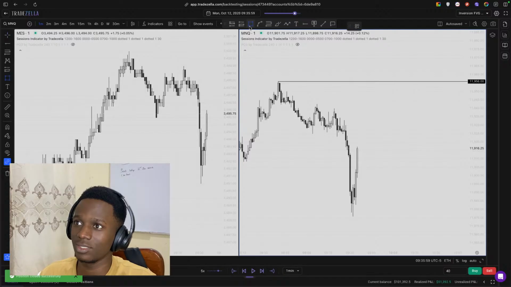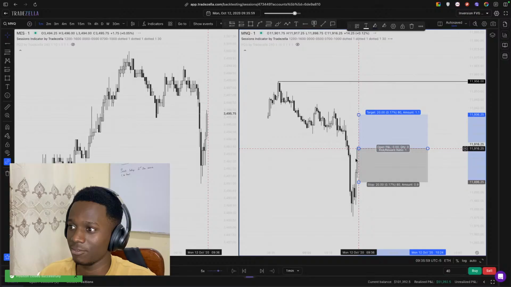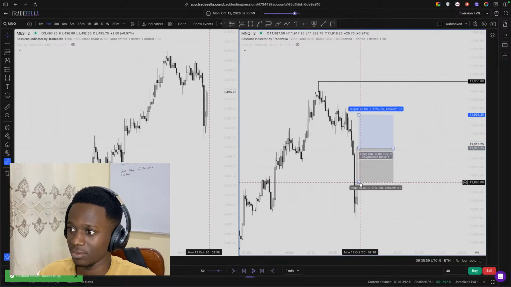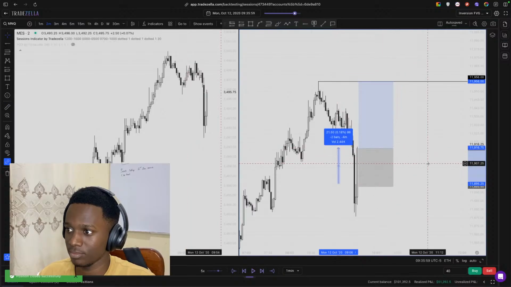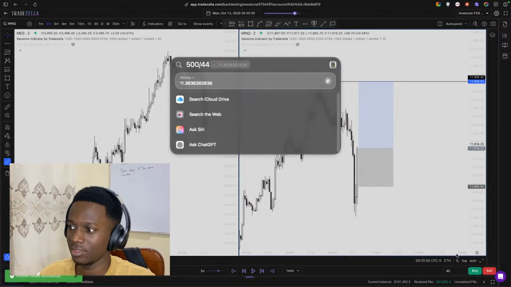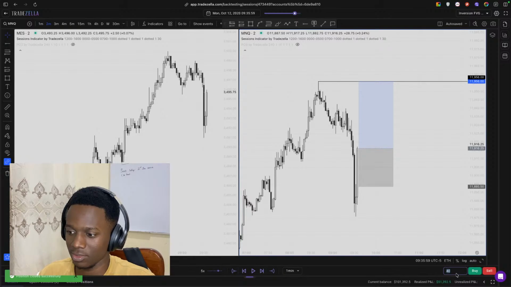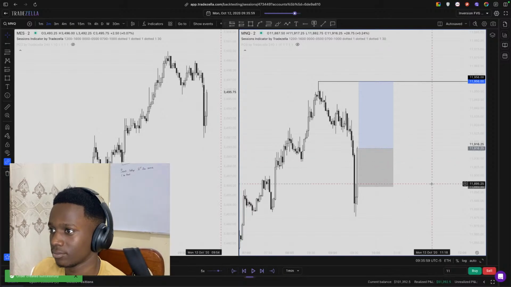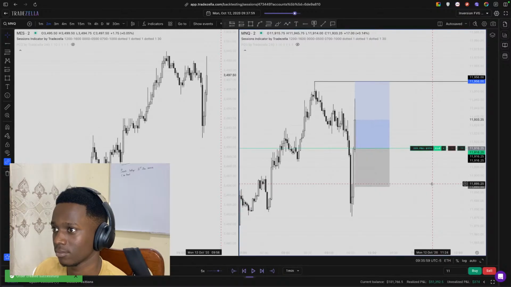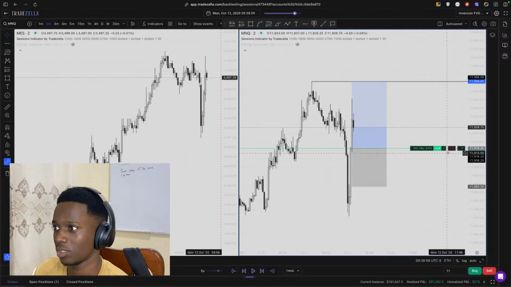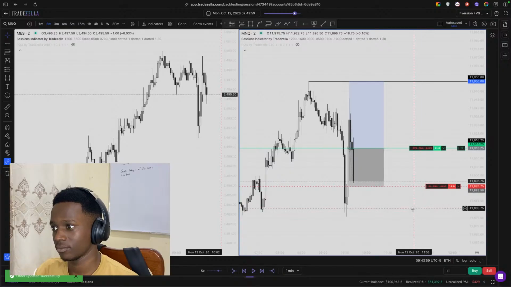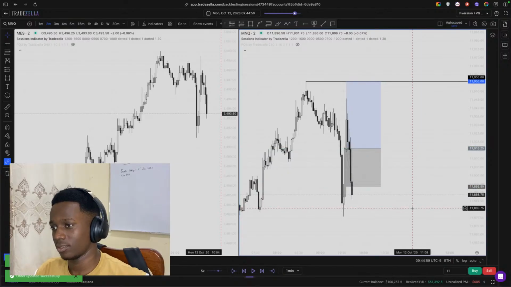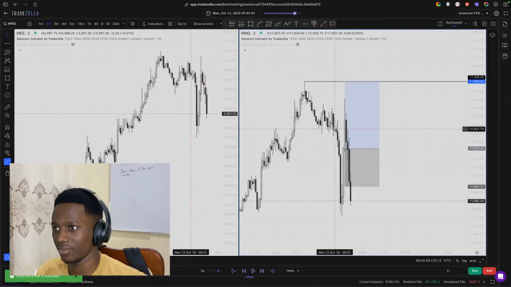So longs on the 935 rejection. So 2 minute right here, stop right there, target at this high. So that will just be like, so that's 500 over 44.11. Yeah, that's 11 micros long now. Ooh, that was so close. And then we get stopped out, so it hurts, that really hurts.